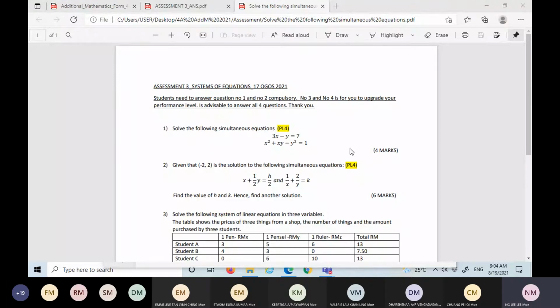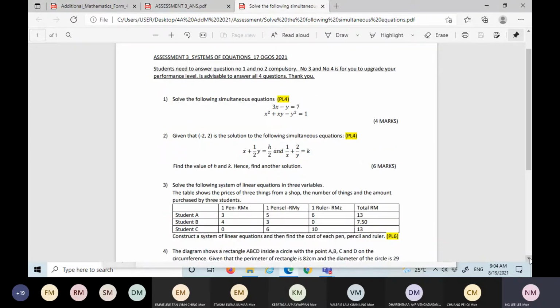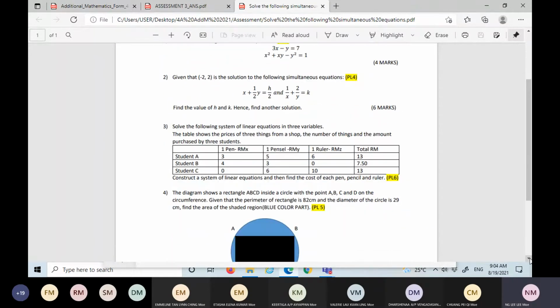Okay, look at the first questions. Actually, the first and the second questions I will give as PL2 only. Question number 3, because you need to form the equation by yourself, so this one I will give PL4. And then question number 4 involves thinking, because you don't know where the equation should come from. You must involve some theorem or whatever, so this question number 4 I put as PL5.